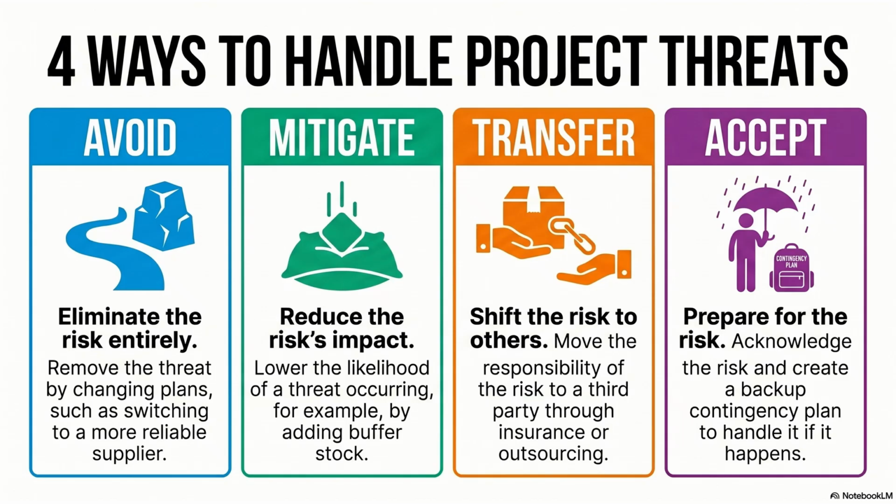Now we move to step 4, planning risk responses, where the question changes from identifying and analyzing risk to deciding what action should be taken. In general, there are four common ways to handle project threats. The first is avoid. Avoid means removing the risk entirely by changing the plan so the threat no longer exists.